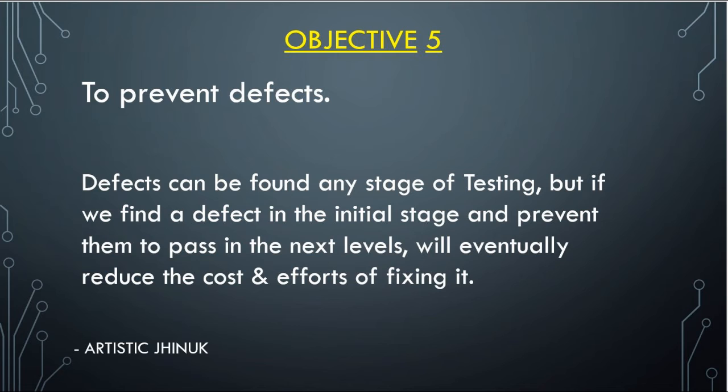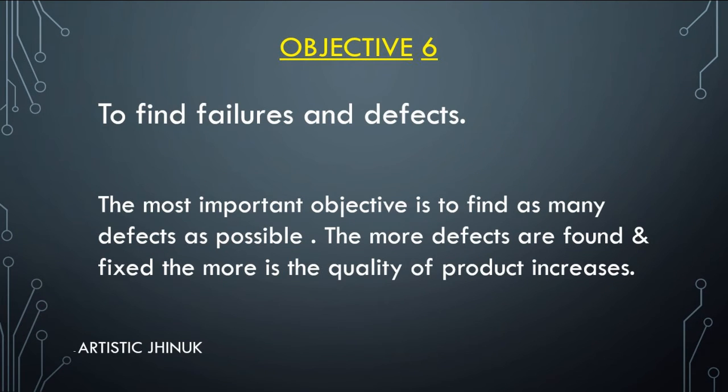Defects can be found at any stage of testing, but if we find a defect in the initial stage and prevent it from passing to the next levels, it will eventually reduce the cost and effort of fixing it. So this is one of the most important objectives of testing, to prevent defects. Let's now look at the sixth objective, that is to find failures and defects. This objective is related to objective 5, that is to prevent defects. The more defects are found and fixed, the more the quality of the product is increased.